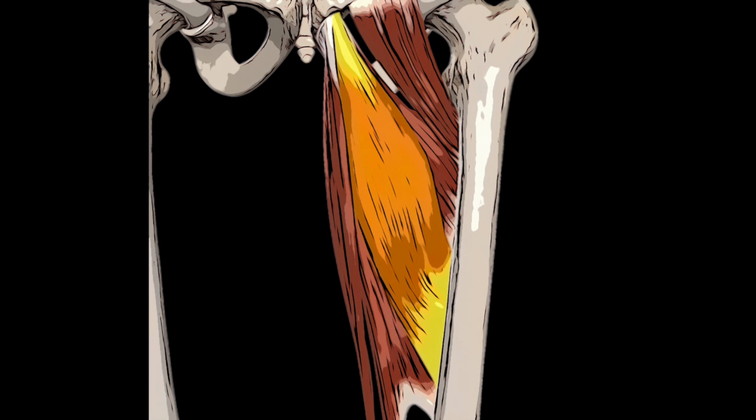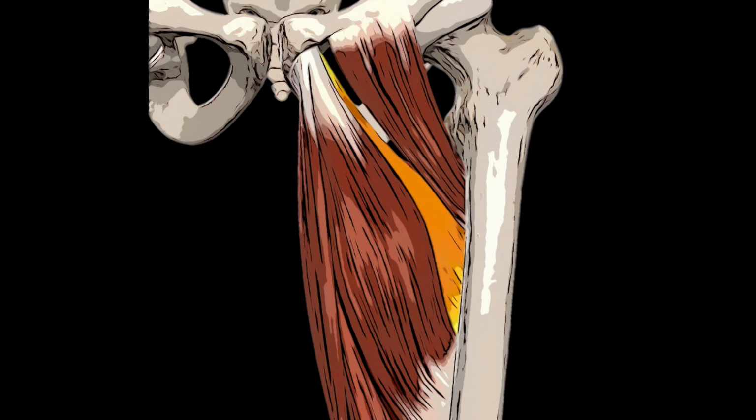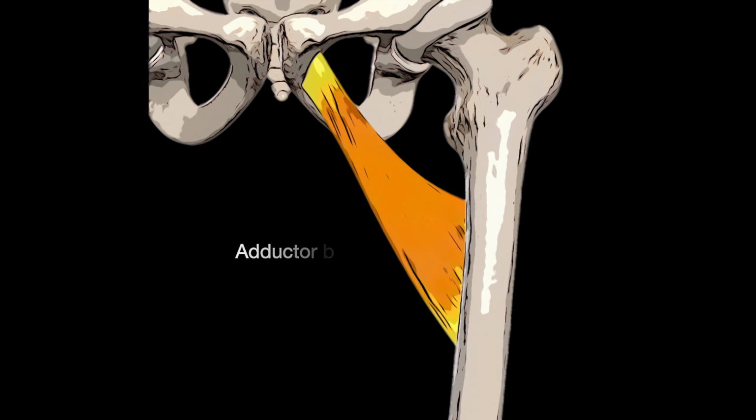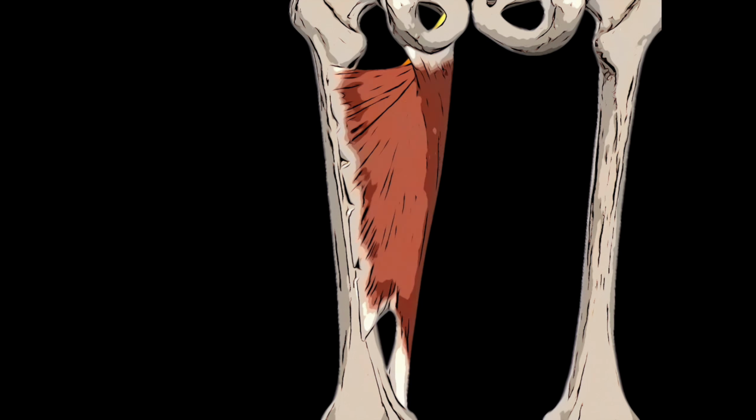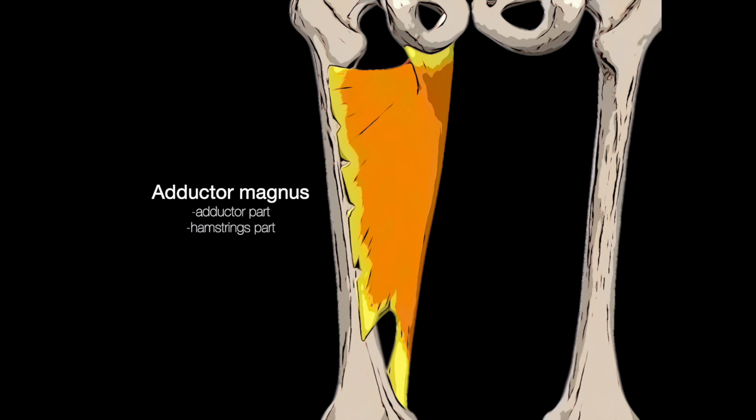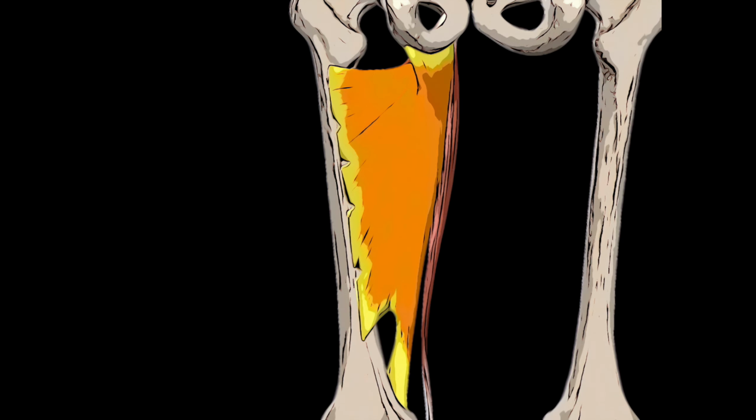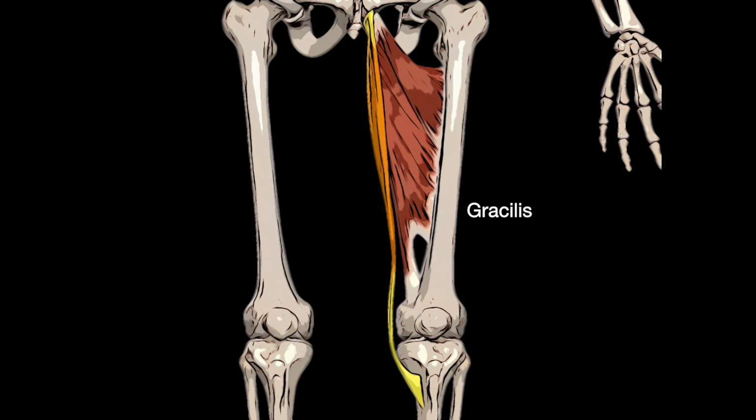The adductor longus adducts and flexes the hip joint, while the adductor brevis adducts and weakly flexes the hip joint. It works in conjunction with the adductor longus. The adductor magnus has two parts, an adductor part and a hamstrings part. The adductor part, as the name suggests, adducts the thigh, but also weakly flexes the thigh. The hamstring part extends and externally rotates the thigh. The gracilis adducts and flexes the thigh and internally rotates the knee joint.